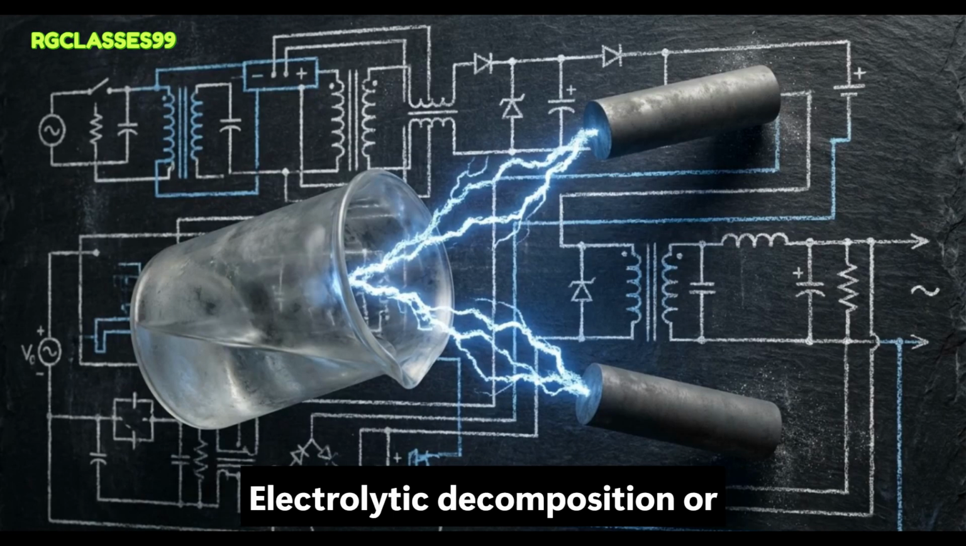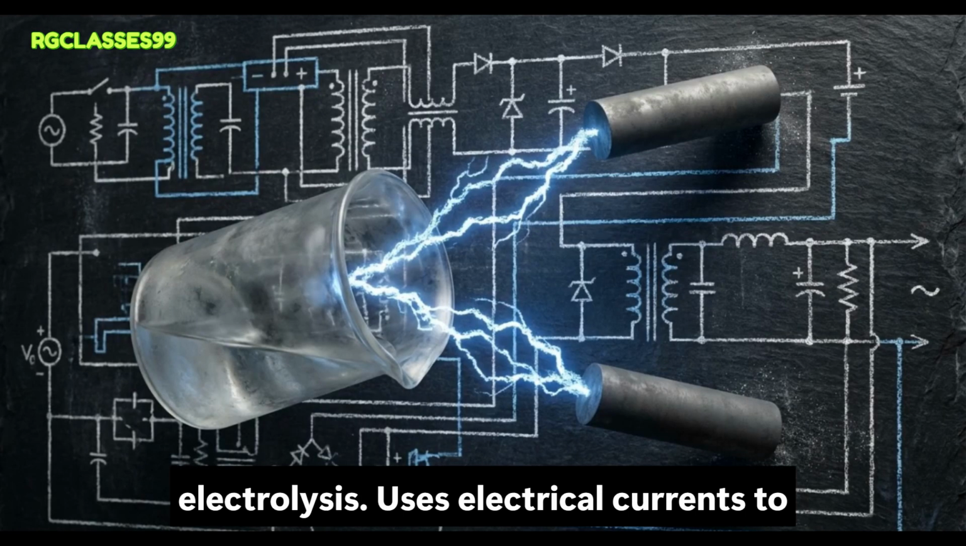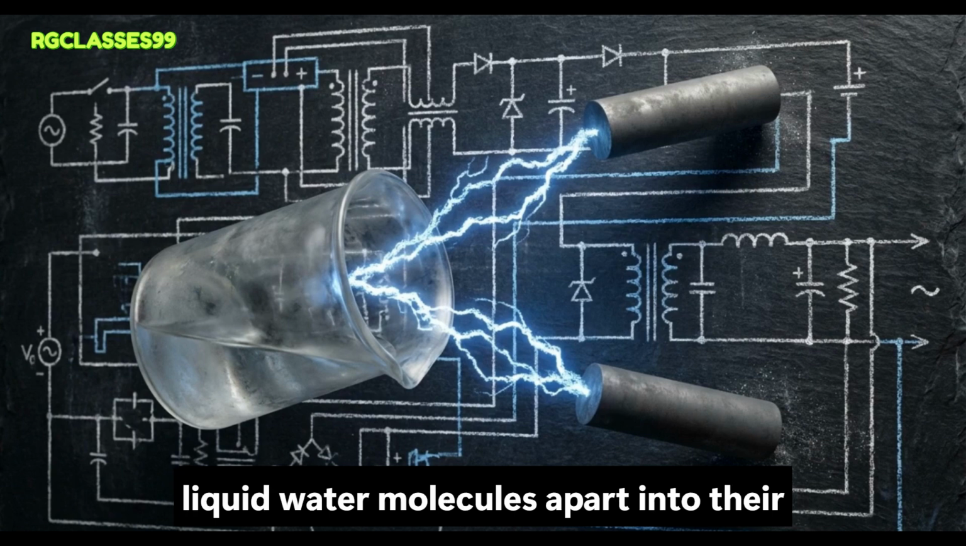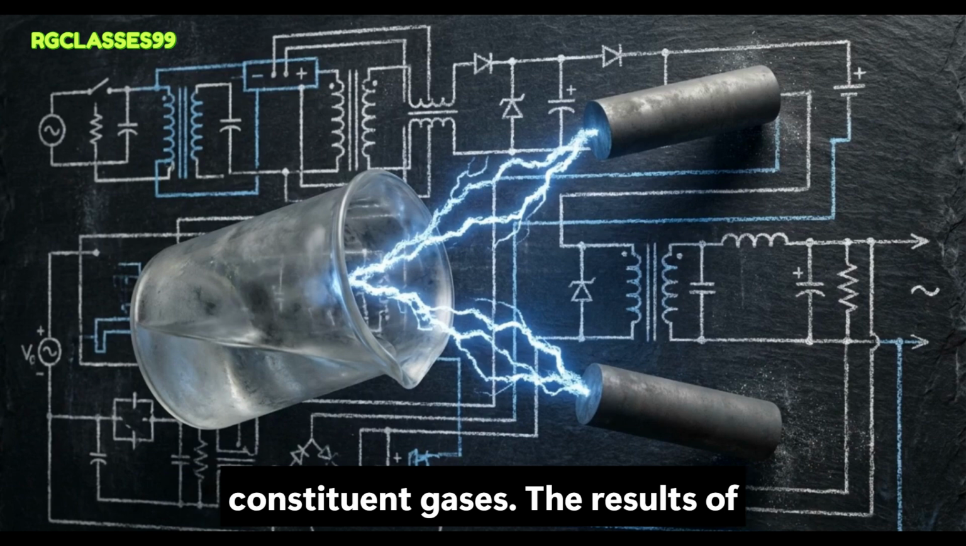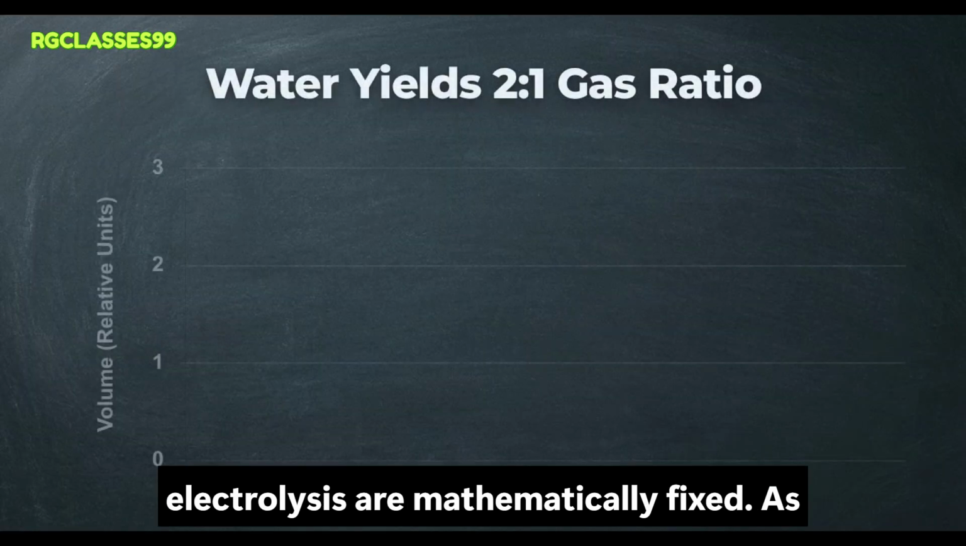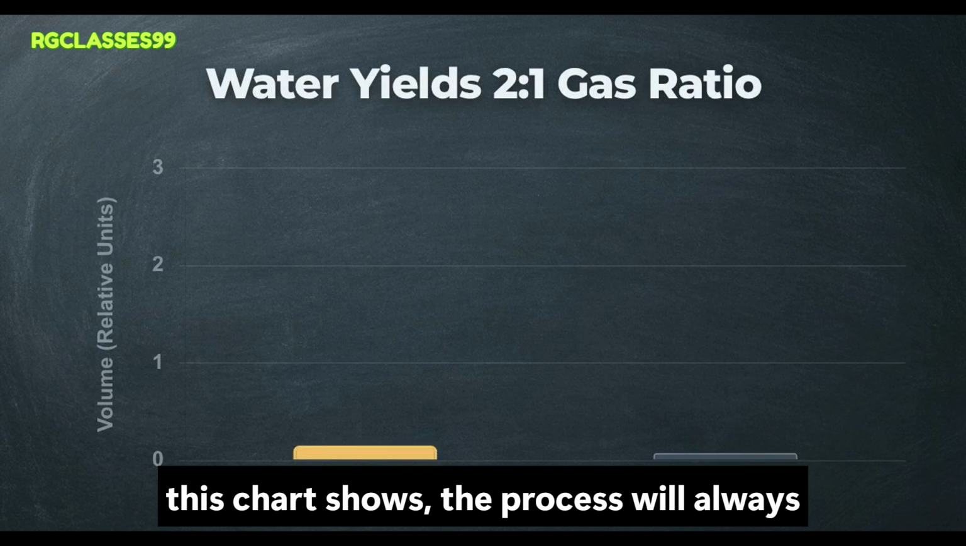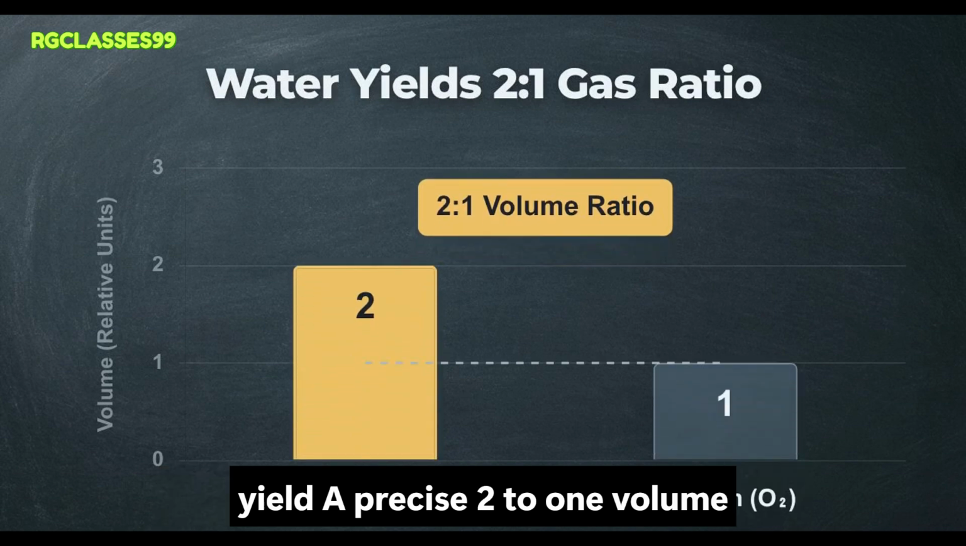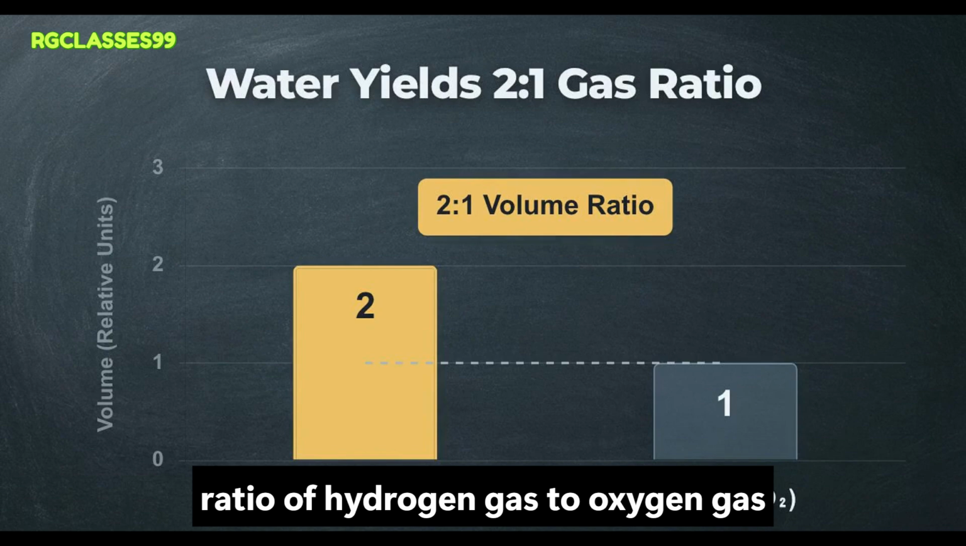Electrolytic decomposition, or electrolysis, uses electrical currents to pay the energy tax. This process tears liquid water molecules apart into their constituent gases. The results of electrolysis are mathematically fixed. As this chart shows, the process will always yield a precise 2-to-1 volume ratio of hydrogen gas to oxygen gas.